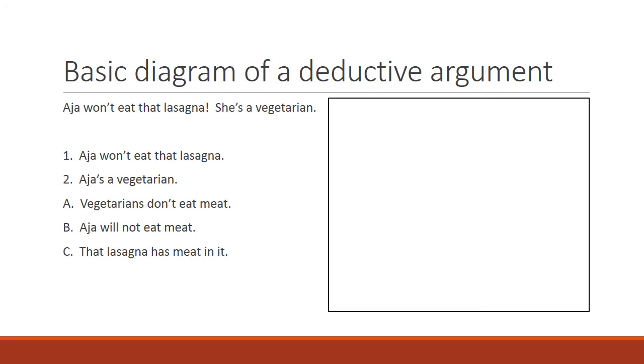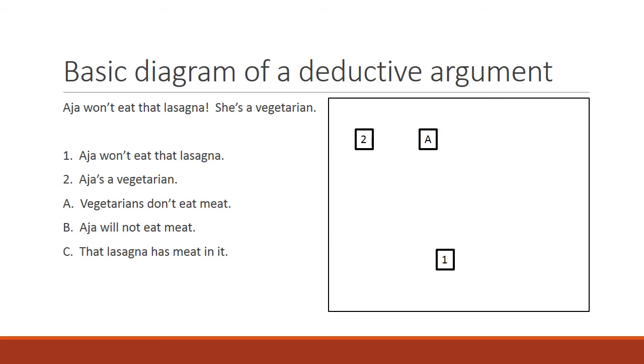The first step in any argument diagram is to take the conclusion and put it at the bottom of the page. What this author is trying to get us to believe is that Asia won't eat the lasagna. So we put that statement at the very bottom of the page. We then are going to put our premises above that and show how they lead down to the conclusion. So we know Asia's a vegetarian and that vegetarians don't eat meat.